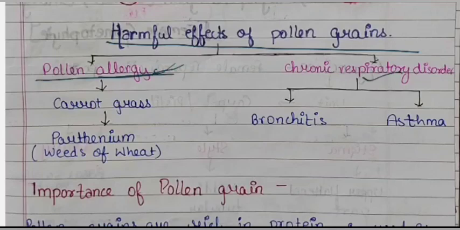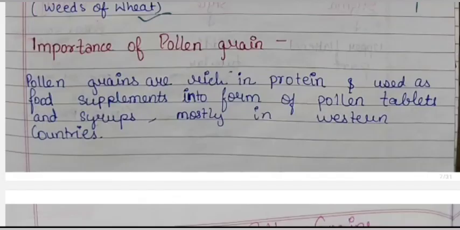An example is carrot grass, which is also known as parthenium or weed of weeds, which causes allergy, and in the case of respiratory disorders, it causes bronchitis and asthma. Now we are going to take a look at the importance of pollen grains. Okay, so pollen grains are basically rich in proteins. So in Western countries, they are taken as a food supplement in the form of tablets or syrups.